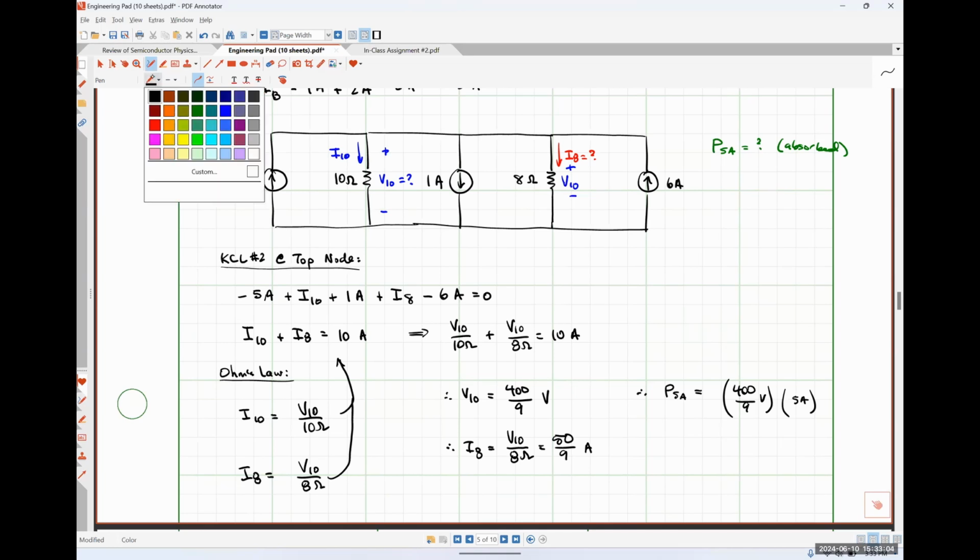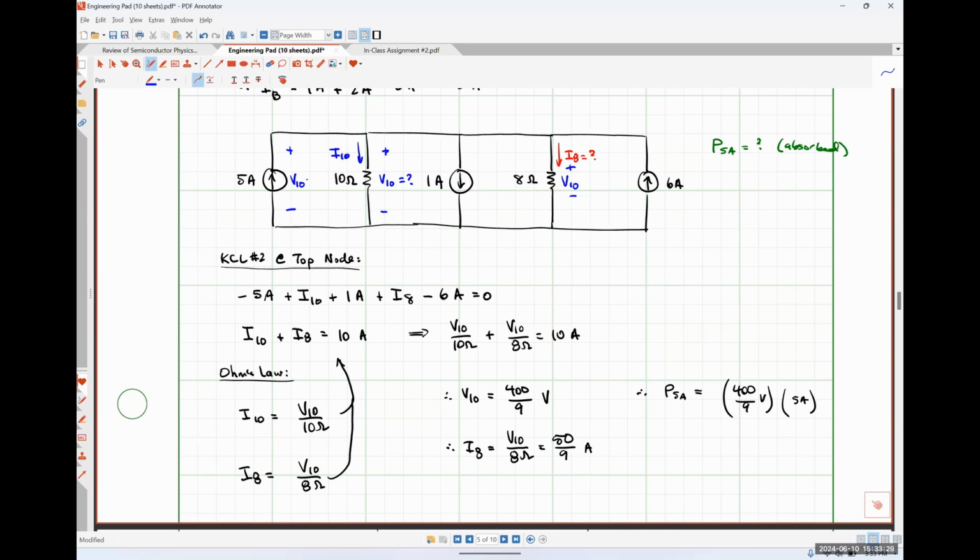So this can be a little bit tricky. So I'm going to do what I did for the 8 ohm resistor. So V10 is defined as negative polarity terminal on bottom, positive polarity terminal on top. So I'm explicitly putting that voltage as the voltage drop across my current source to see whether that current is flowing into the negative or into the positive.